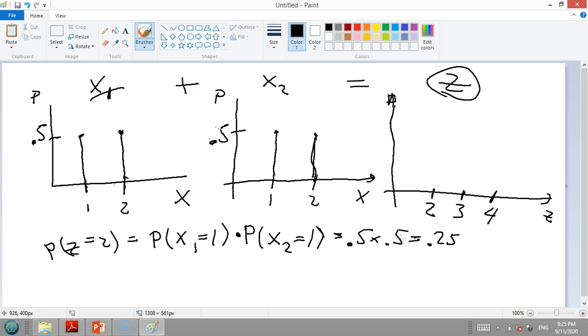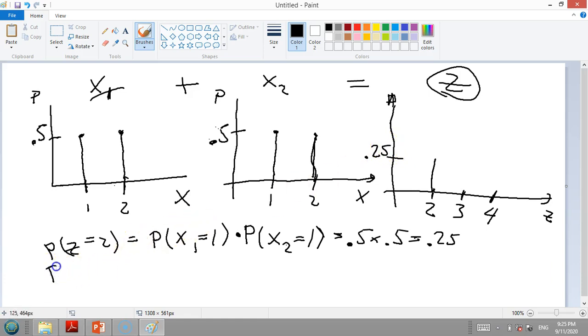And that's equal to 0.25, like this. Okay, everybody? Are you following me here? I need to multiply the probabilities together. I need to multiply this 0.5 times this 0.5. Okay? And so the percentage chance here will be 0.25 for getting a 2.